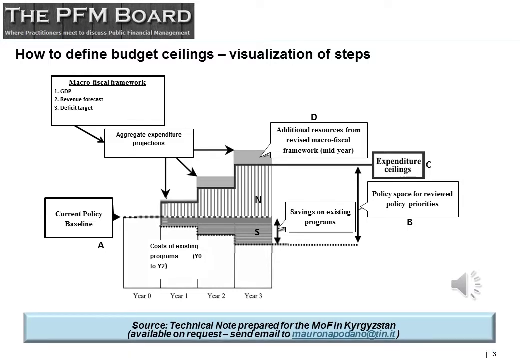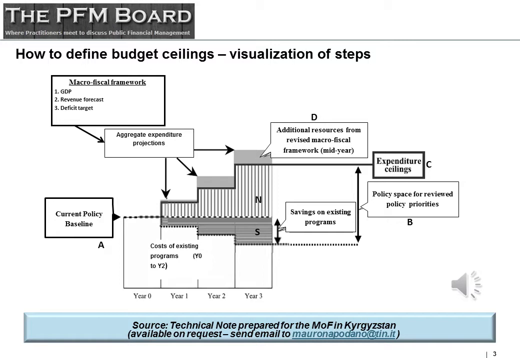This slide presents a visualization of the above steps. It starts with a macro fiscal framework that defines the aggregate expenditure projections. These projections are expanding, in our example, over the current policy baseline, letter A in the graph. The current policy baseline represents the cost of existing programs as defined in the previous year.